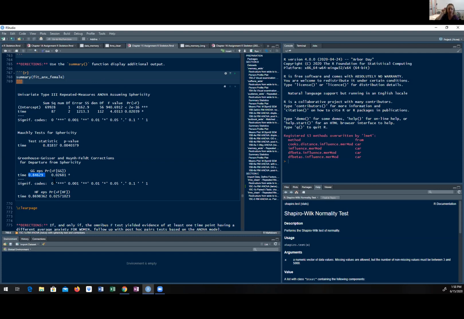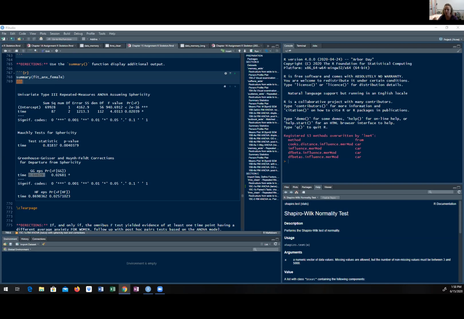So your degrees of freedom are 2 and 112. Both of those degrees of freedom numbers need to be multiplied by 0.846. Now your F value stays the same, but because you change your degrees of freedom, it will change the p-value. And sitting next to that epsilon number is what your new p-value will be.